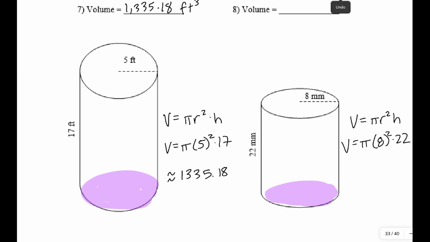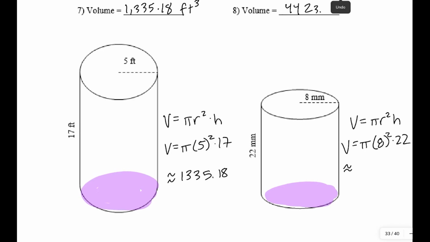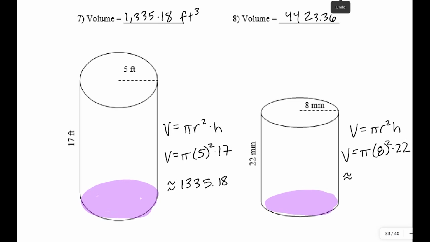And yeah, let's just wait for the answer to come up because I don't have a calculator with me, unfortunately. So what did we get? Let's see. Taking our time here. Oh, there we go. Looks like we got 4,423.36. Since the height and the radius are given in millimeters, our volume should be in cubic millimeters.